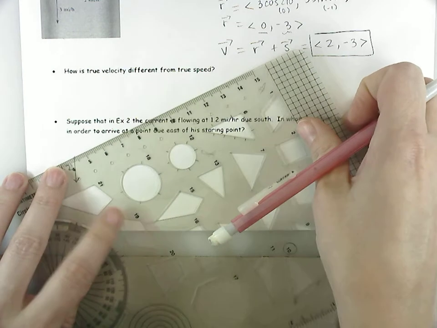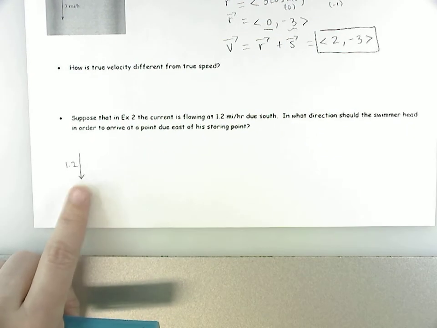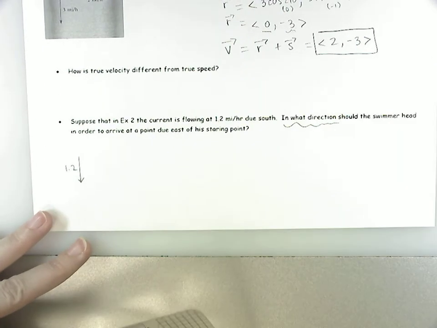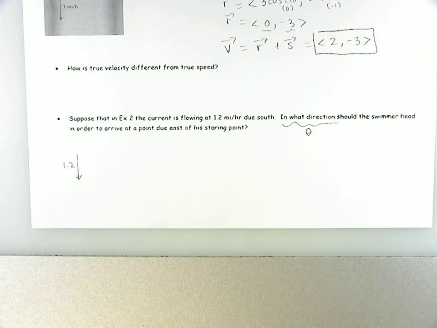Right, so example 2, the current is still flowing south at 1.2 miles an hour due south. It says, in what direction should he head in order to arrive at a point due east of his starting point? So, in what direction? That means I'm going to have to find theta. Okay?